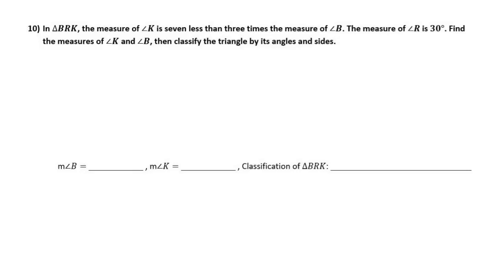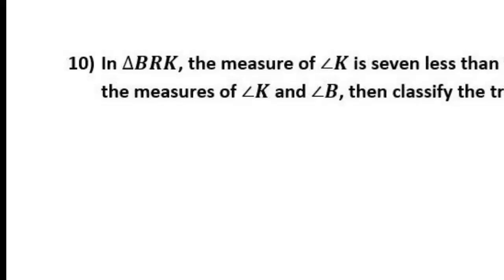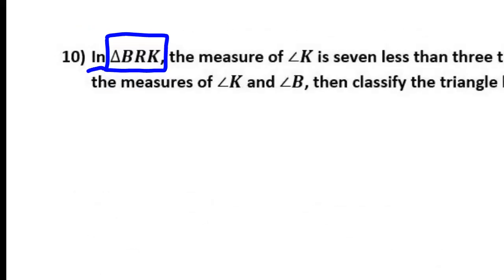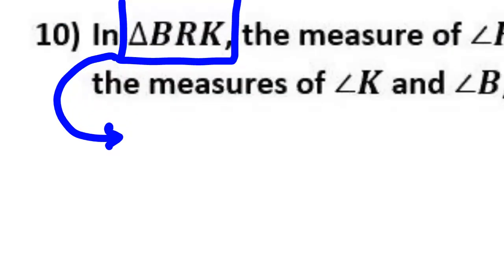In triangle BRK, the measure of angle K is 7 less than 3 times the measure of angle B. The measure of angle R is 30 degrees. How many triangles are we talking about here? They talked about 2 triangles? They just talked about 1 triangle. And they gave us information about the angles on that 1 triangle. Well, what do we know about the angles inside of 1 triangle? They add up to 180.